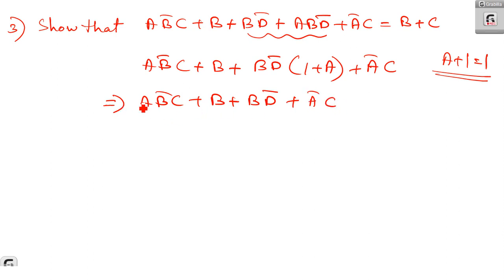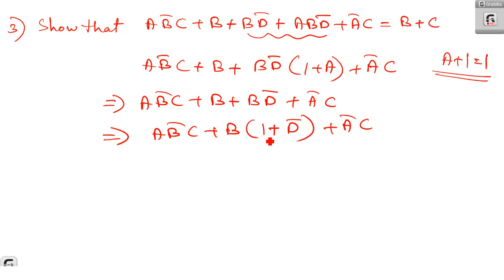Now what is the next step? We can proceed in this way. That is given by A B bar C or B into 1 or D bar, or A bar C. 1 or D bar is again 1 itself. So that gives A B bar C or B or A bar C.